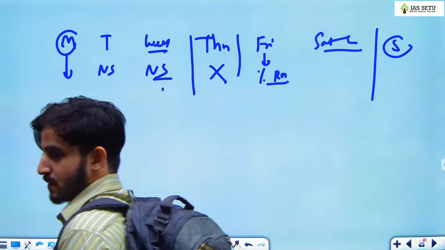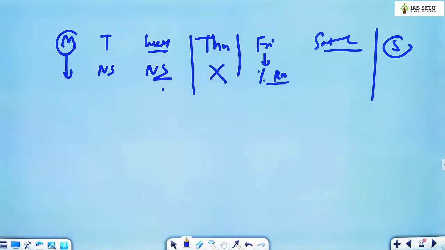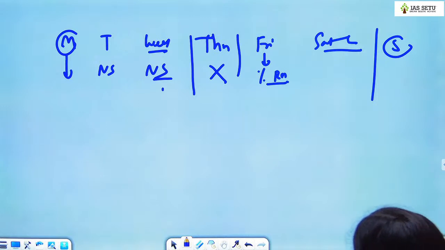Any number under root is not an integer. No, there are exceptions. Under root 4 gives you an integer, plus 2 or minus 2.